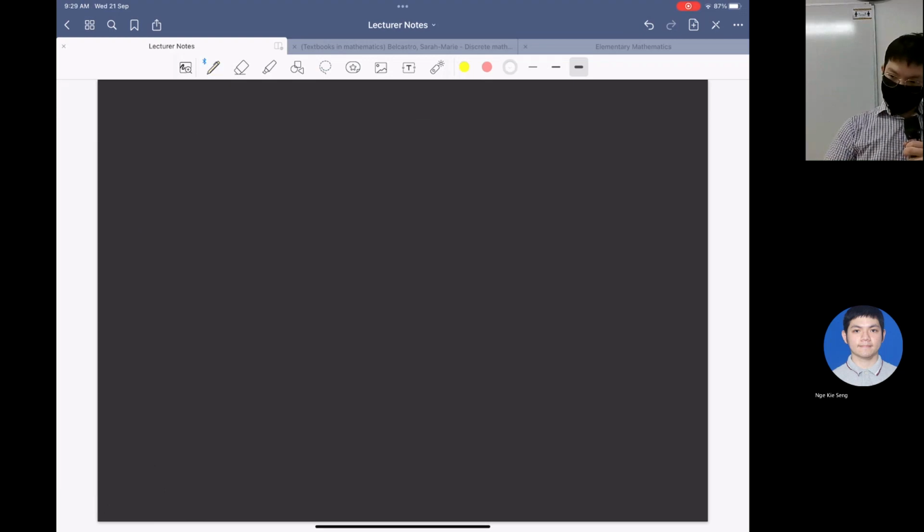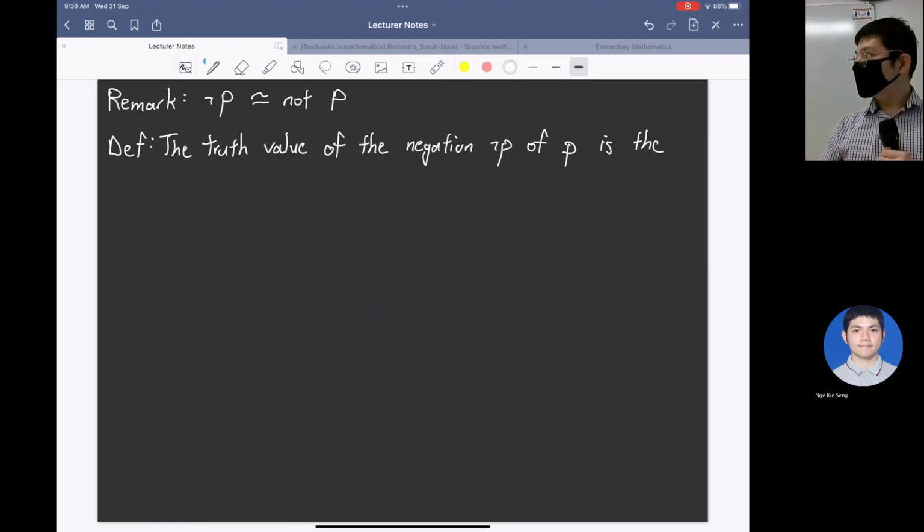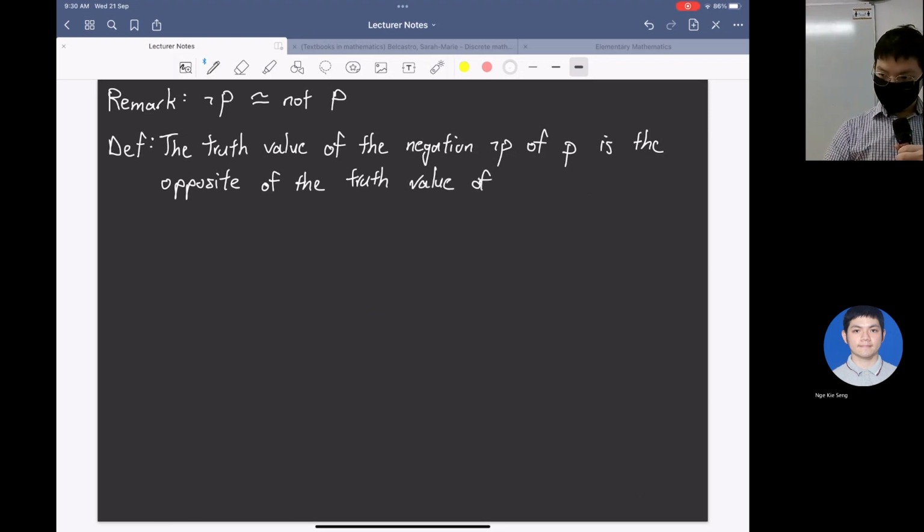So we call this not P. We'll write down the truth value of the negation of P. The truth value of not P is the opposite of the truth value of P.